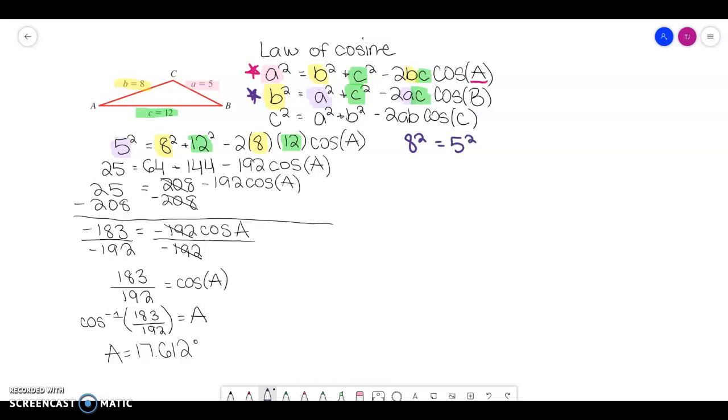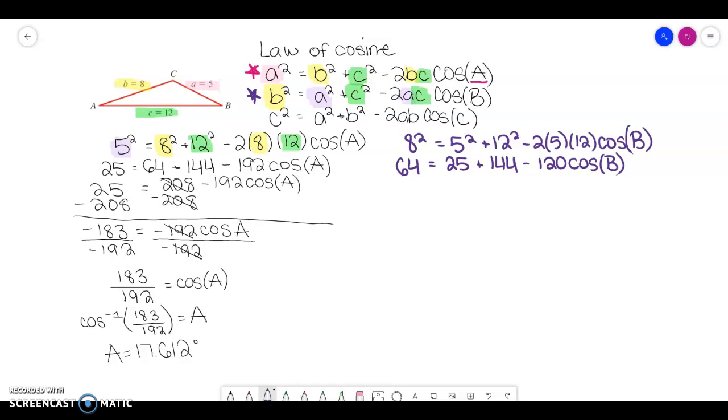8 squared equals 5 squared plus 12 squared minus 2 times 5 times 12 times cosine of angle B. All right, so I'm going to continue solving this. 8 times 8 gives me 64. 5 times 5 is 25. 12 times 12 is 144. Minus, and 2 times 5 is 10, times 12 is going to give me 120 cosine of B.